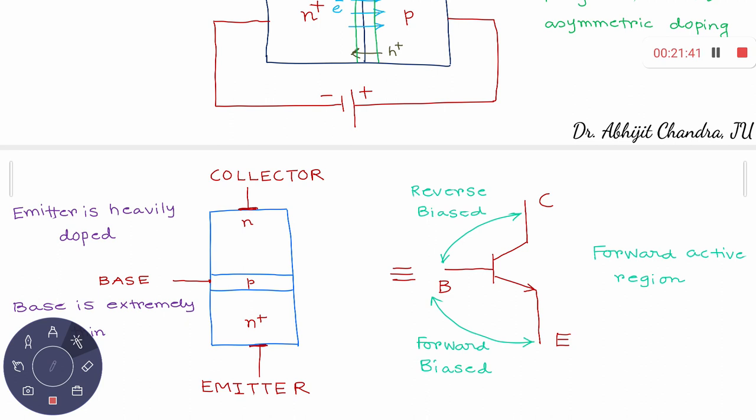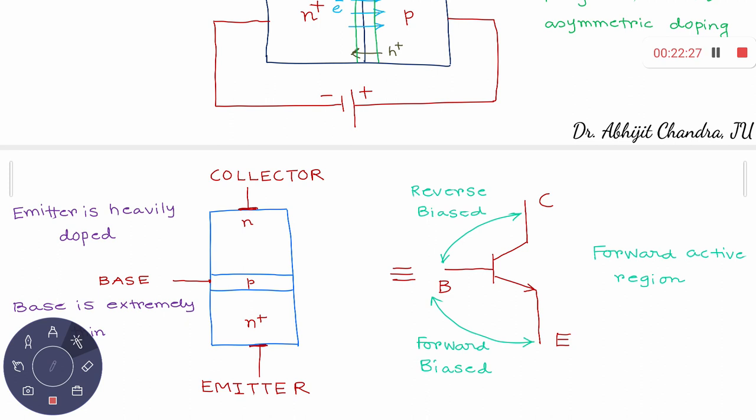But whenever you design that particular device, there are certain restrictions. What is one of the restrictions? Obviously, since this side is N plus, it is heavily doped. These two p-n junctions are not ordinary p-n junctions. One p-n junction is heavily doped, I mean this N side is heavily doped, N plus P. And the corresponding thickness of this P region is very, very small.